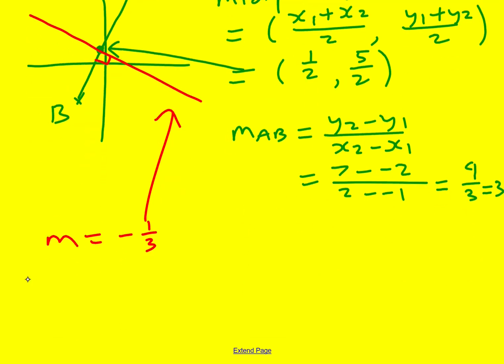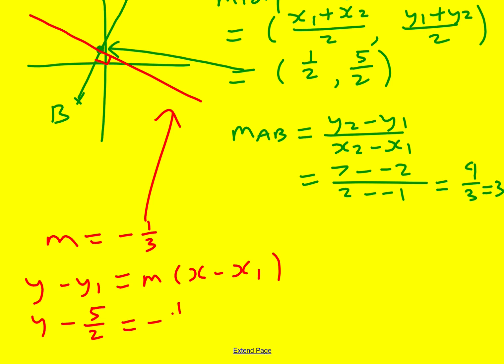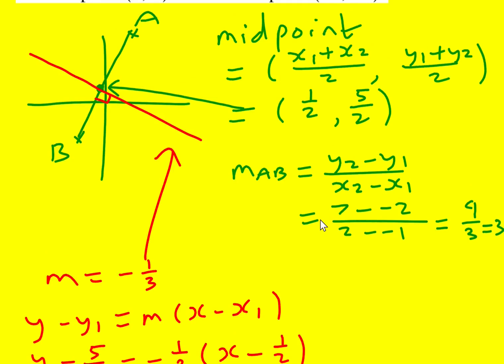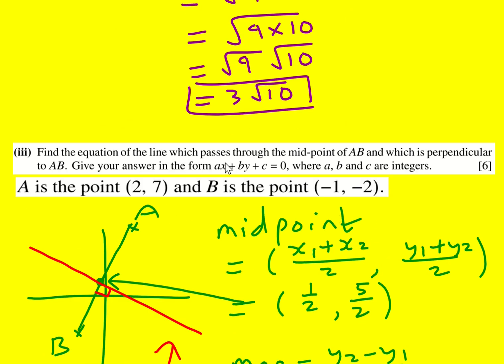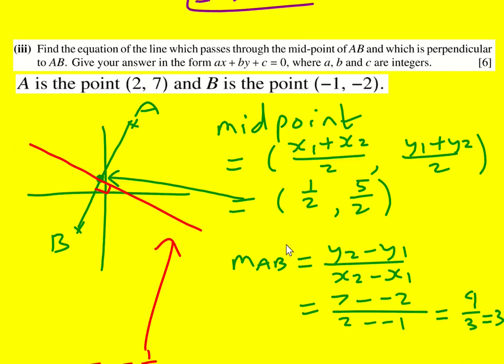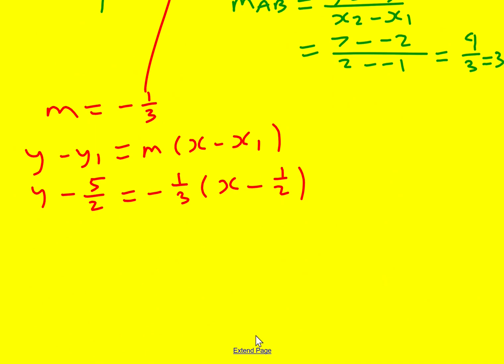We can use the y minus y1 formula again. I think I'll write it out. What do I have? I have a line that goes through the midpoint. So it goes through a half, 5 over 2. So y minus 5 over 2 is equal to minus 1/3 x minus a half. We're not done because it's asked us to give the answer in the form ax plus by plus c equals 0, where a, b, and c are integers.